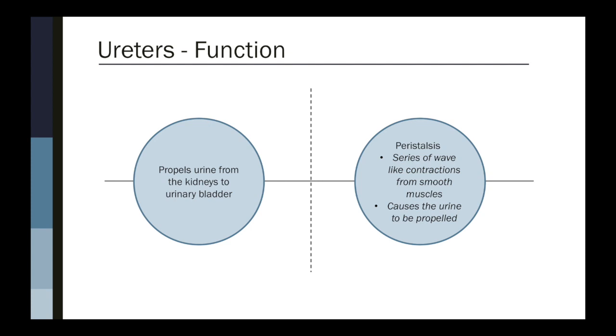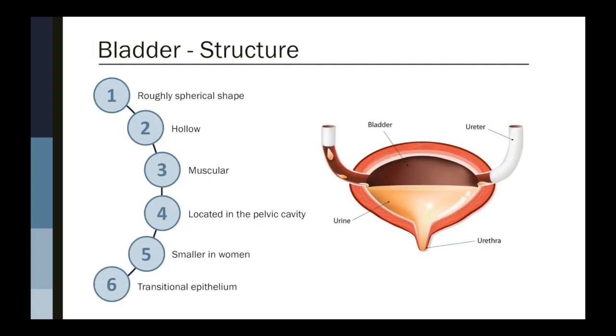As an interesting question, please think about where else in the body peristalsis occurs and what bodily functions it may facilitate. The bladder is roughly spherical shaped and is an organ that is hollow and muscular.